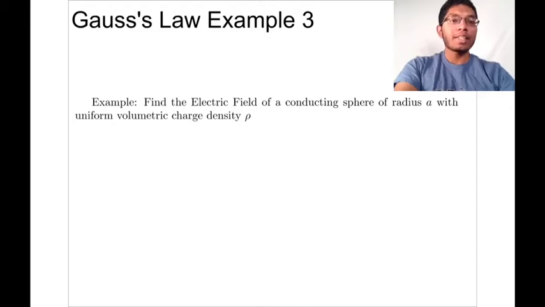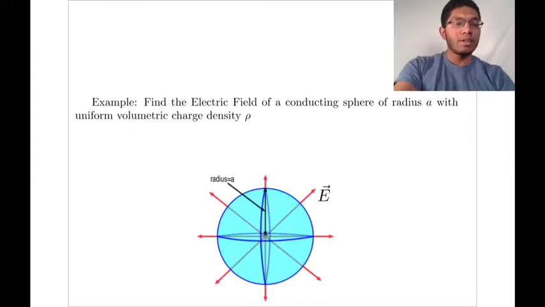In this video, we're going to find the electric field of a conducting sphere of radius a with uniform volumetric charge density. Pay attention to the wording of the question, especially this part, uniform volumetric charge density. Let's start by drawing a diagram.